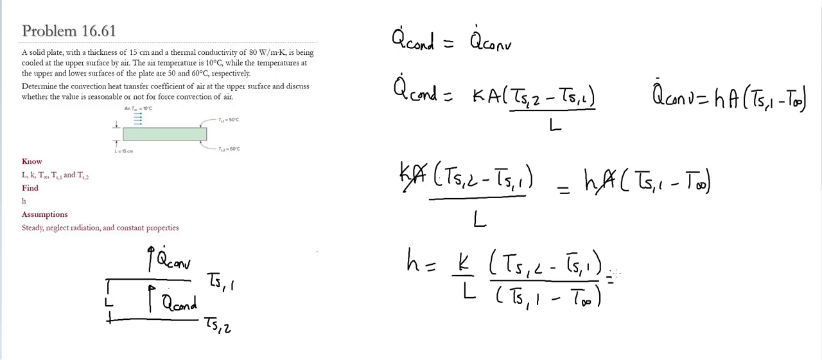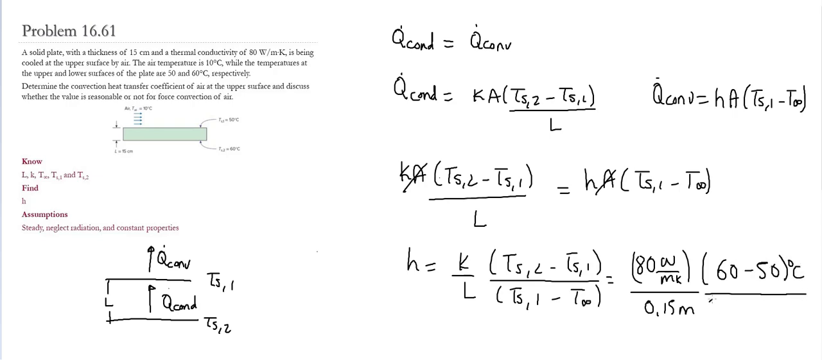So now let's replace the values. The value of K is equal to 80 watts per meter Kelvin. The distance between the two surfaces is 15 centimeters, so it's 0.15 meters. TS2 is 60 minus 50, and this is Celsius. And TS1 is 50, and the temperature of the ambient is 10. Once again, this is Celsius. Celsius and Celsius cancel. Meters and meters becomes meter square. So this becomes simply 133 watts per meter square Kelvin.